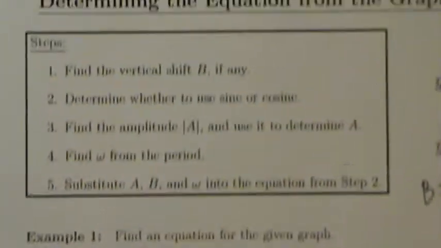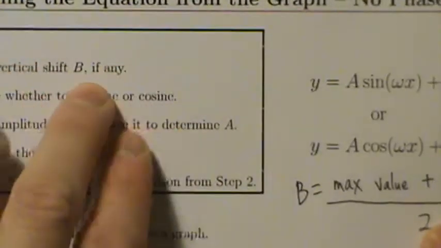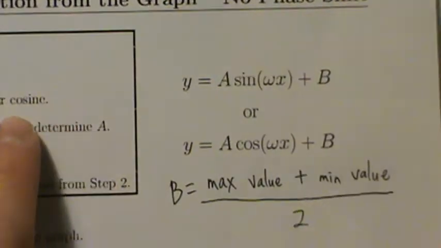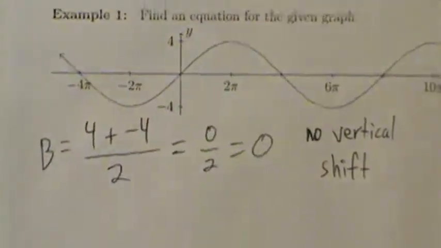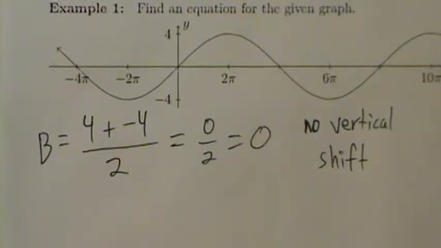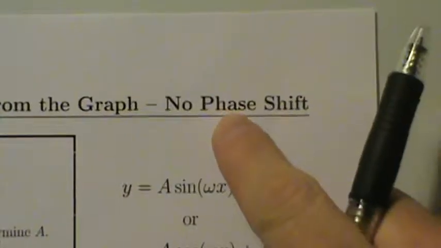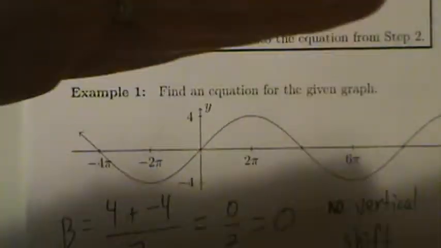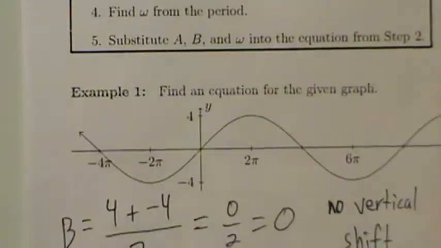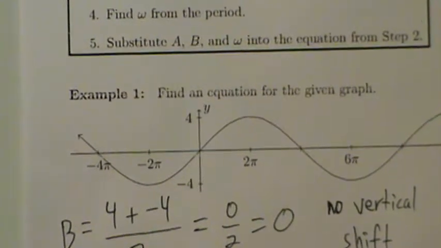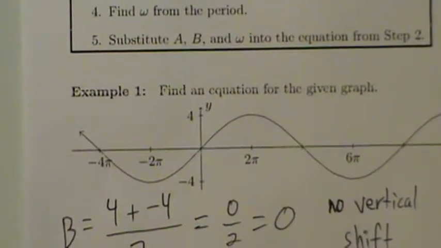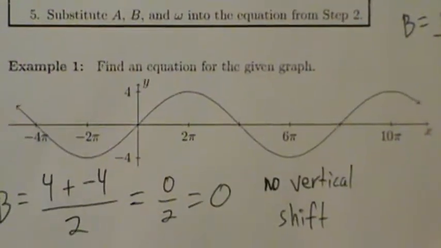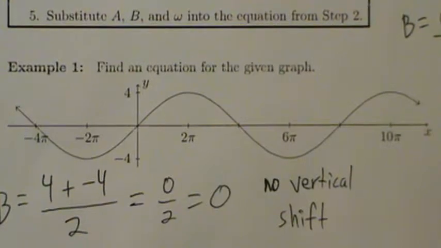So step 2, determine whether to use sine or cosine. Now here's the step where we determine, are we going to use this up here or this down here? So how do we know which one to use? First of all, we know there's no vertical shift, and we're not doing any phase shift. So the only thing that could be happening now is maybe a stretch or a shrink vertically, or a stretch or a shrink horizontally. But we don't really care about that yet. We want to know, is this sine or cosine? To answer that question, we have to think about how sine and cosine look.